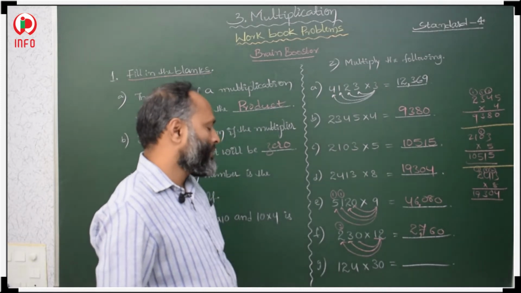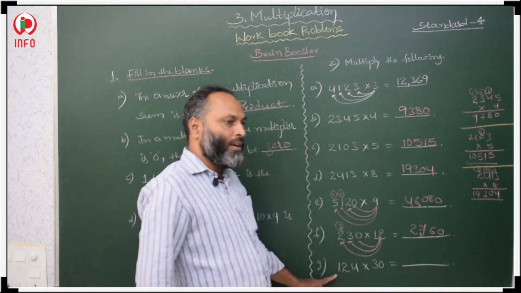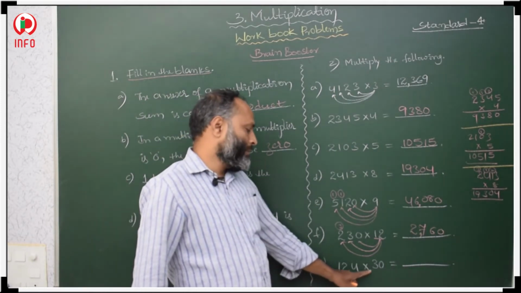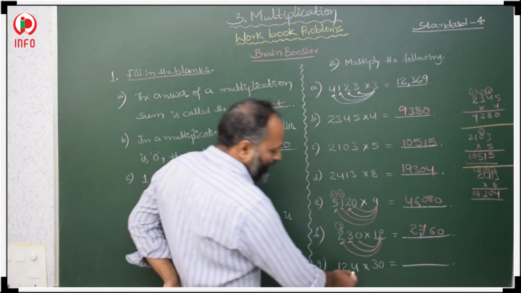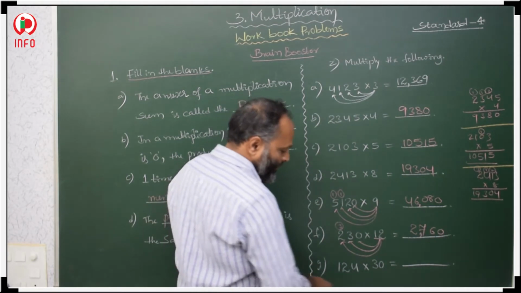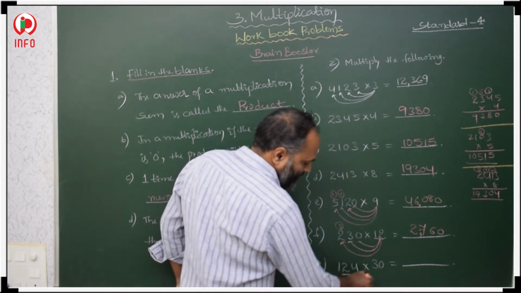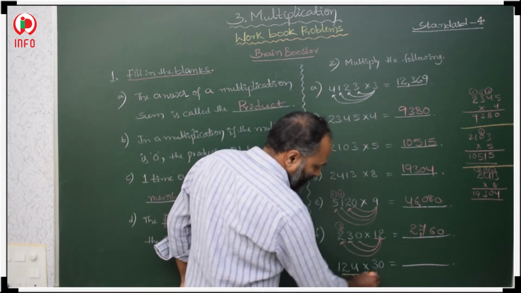2760. Now, this 124 multiply with 30. Then how to multiply? First we have to multiply 124 with 3.